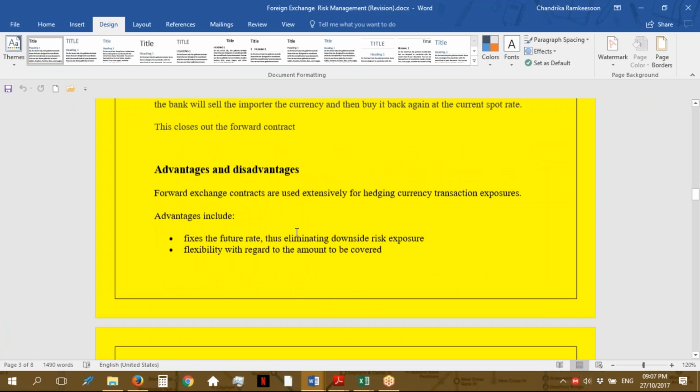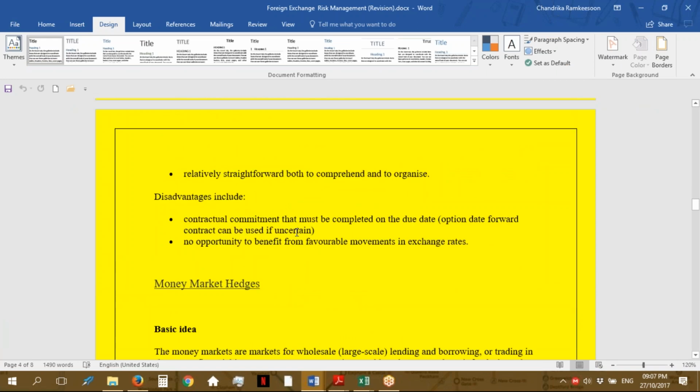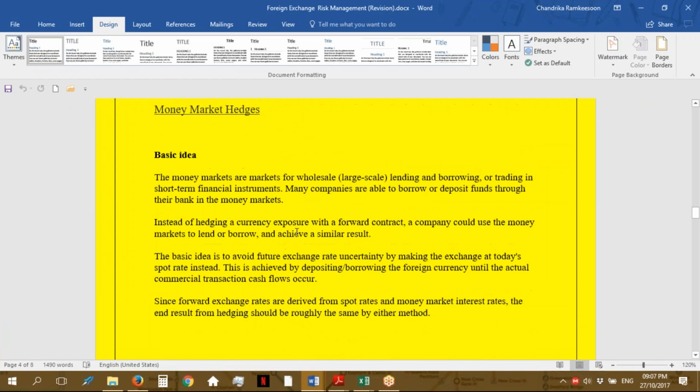Right, so you have some advantages, disadvantages, and all that. Now the money market hedge. Whether it's done from an importer's or an exporter's view, it would always require a procedure. You must know the procedure. If you simply jump into the hedge in a haphazard way, more than likely you will get it wrong.